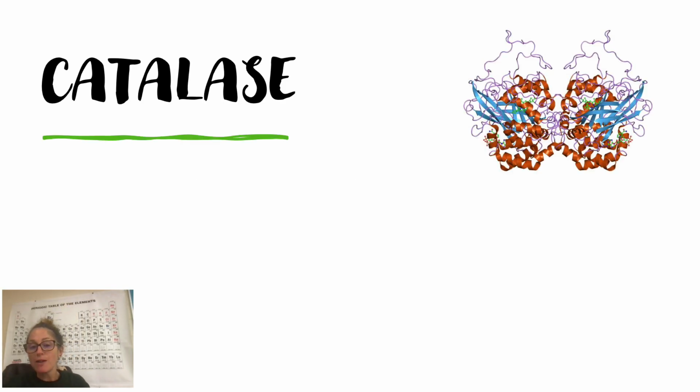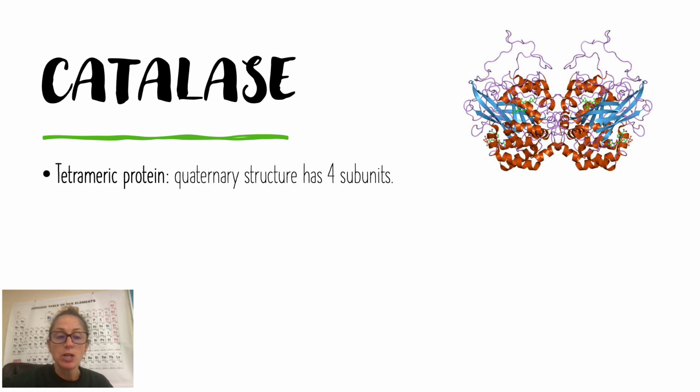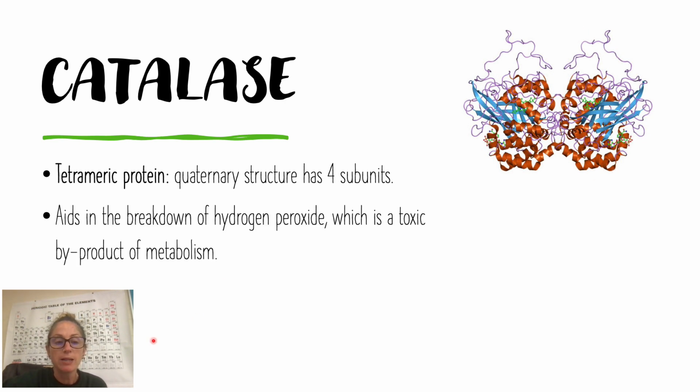So an example: we have catalase. Catalase is a tetrameric protein. Tetra means 4, so it's a tetrameric protein, meaning it has 4 subunits. And this is its 3D structure shown here. Catalase aids in the breakdown of hydrogen peroxide. In grade 10, we used manganese dioxide, which is just a chemical that we order that we could use in that reaction.